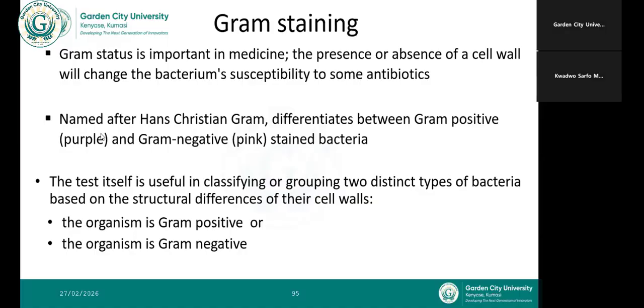And because one is thick, one is thin, they will exhibit different colors when you apply the stain sequentially. We shall go through that. So gram-positives will keep the first stain, which is the purple color. Gram-negatives will lose the first stain when you decolorize, and then they will pick the second stain, which is the pink. That's how you're able to see gram-positives and then differentiate them from gram-negatives. All right.